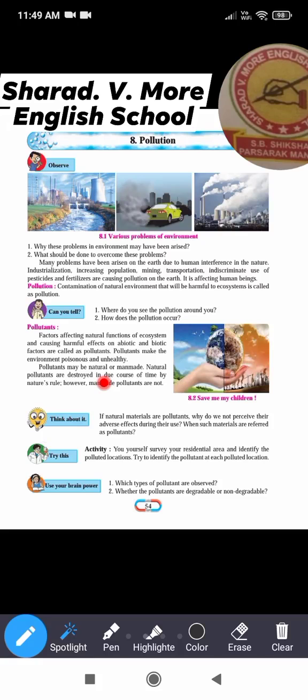Pollutants may be natural or man-made. Natural pollutants are destroyed in due course of time by nature's rule. However, man-made pollutants are not. So whatever things are polluting the environment, polluting the water, polluting the air, polluting the soil are called pollutants.